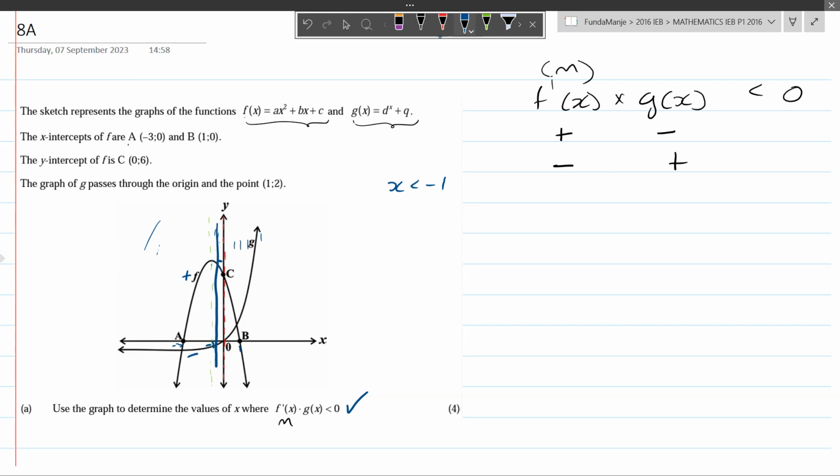Then after, we see that g is now above the x-axis, so these y values are now positive, but the gradient of our graph is still negative because it's decreasing. So when this graph goes positive, this one is still negative, and that will remain so forever. So when x is greater than 0, our condition is also satisfied. Therefore, we can write our answer as: when x is less than -1 or when x is greater than 0, these conditions are satisfied.